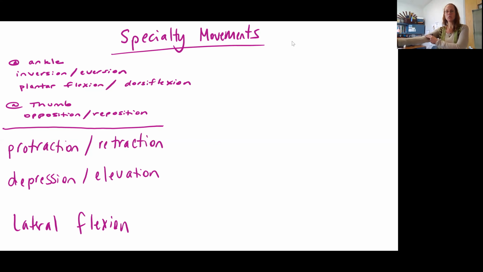Okay, and then lateral flexion. Remember we said flexion was reduction of the angle, but lateral flexion would be to the side. So you can do this with your vertebral column. So we can take our right ear to our right shoulder. Notice how that's different from looking over your right shoulder, which would be rotation. Left ear to left shoulder, different again from rotation. And you can do that with your lower lumbar as well.